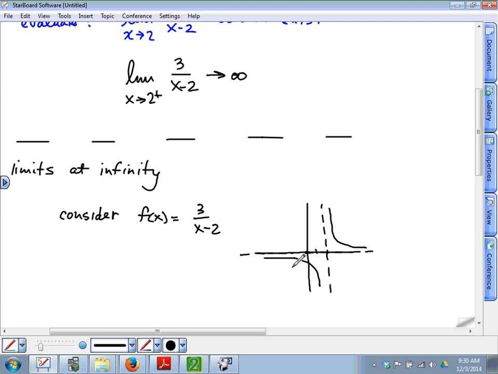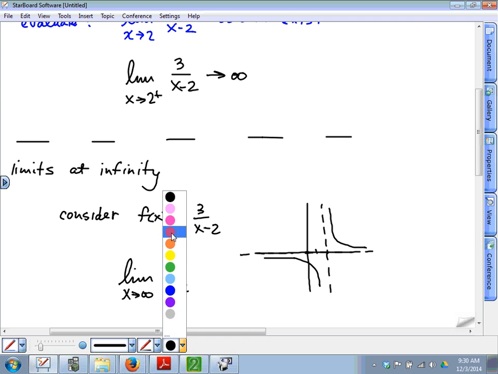We talked about a limit where x approaches a certain integer, but what if I wanted to talk about this limit, the limit as x approaches positive infinity of 3 over x minus 2.